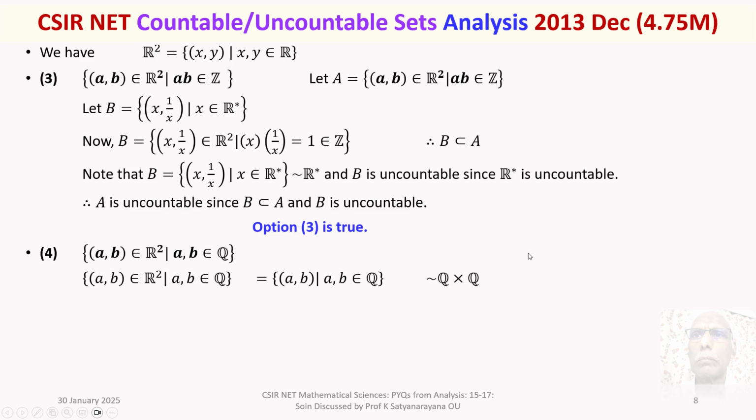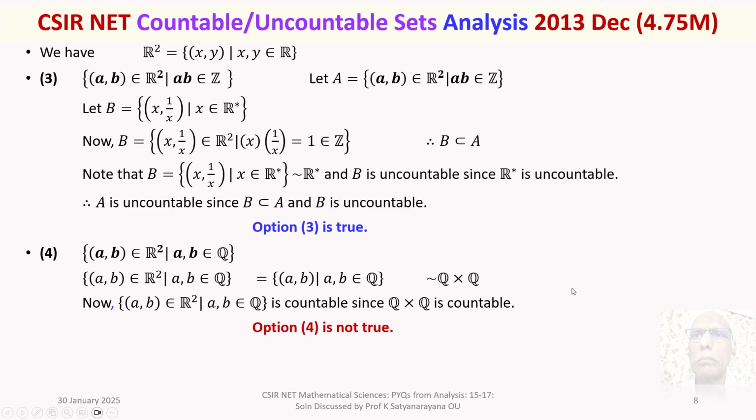What is Q? Q is countable. Its cardinality is aleph naught. So Q cross Q will have the cardinality aleph naught cross aleph naught, and aleph naught cross aleph naught is aleph naught. That is, Q cross Q is countable. But we want uncountable sets. Therefore, option 4 is not true. Summarizing all the options, we get the answer as options 1, 2 and 3. That is the detailed discussion of the given question.